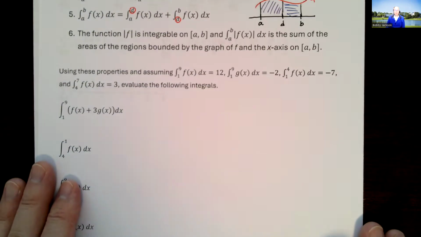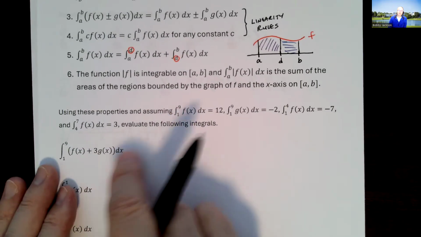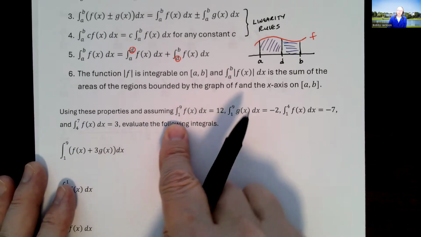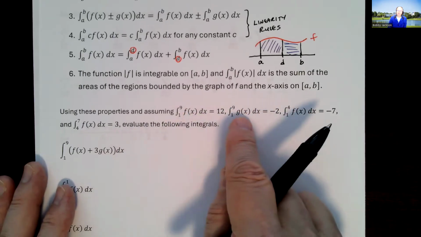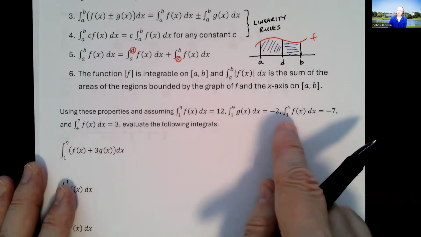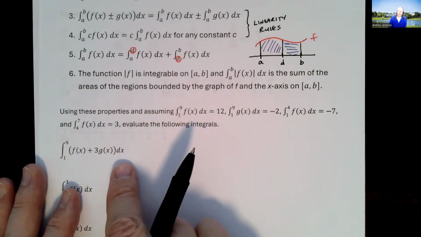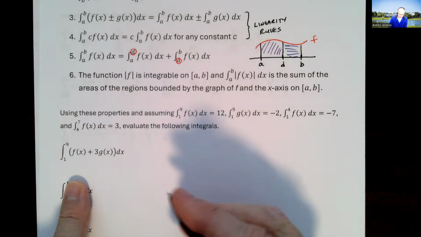So let's use these properties to illustrate, or let's illustrate the properties here. Assuming I have these integrals, notice that's f of x, that's g of x, and then I have some more integrals involving f of x with different limits of integration. So given that, let's evaluate the following. Well, this first one, I'm just going to use the linearity rules, numbers 3 and 4.